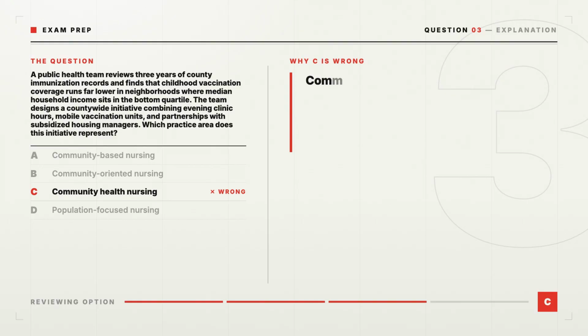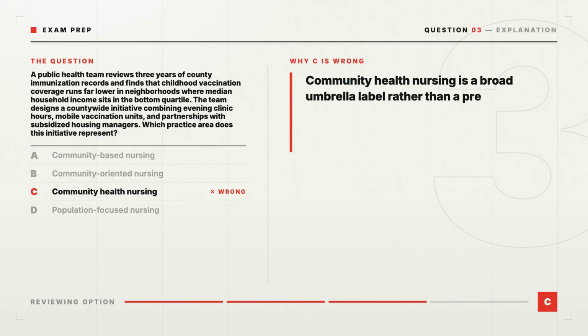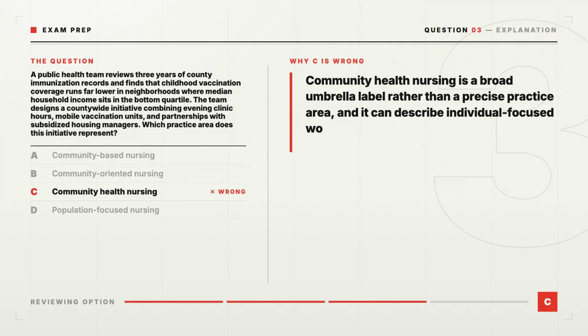C is wrong because community health nursing is a broad umbrella label rather than a precise practice area, and it can describe individual-focused work as easily as population work. When a scenario supplies data-driven population targeting, the specific label is population-focused nursing.